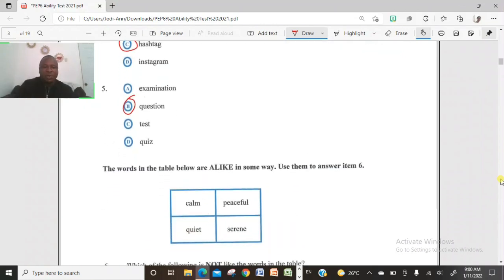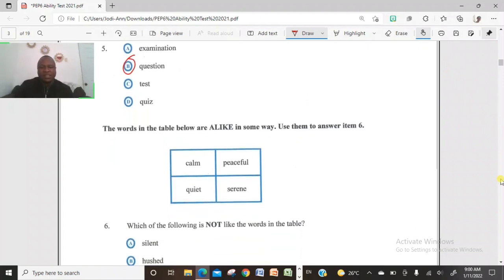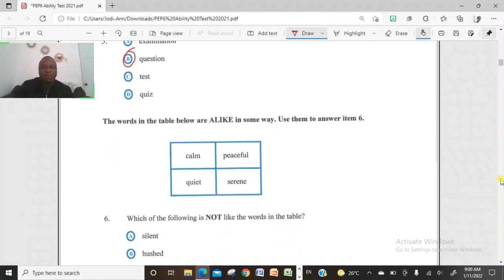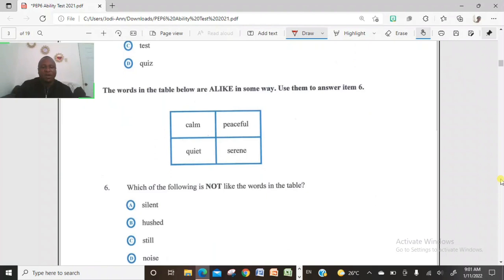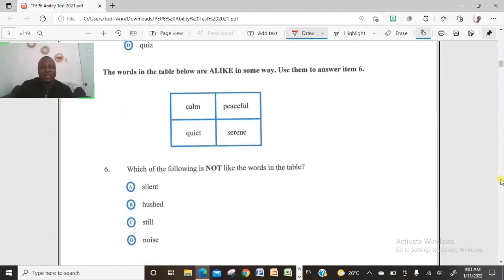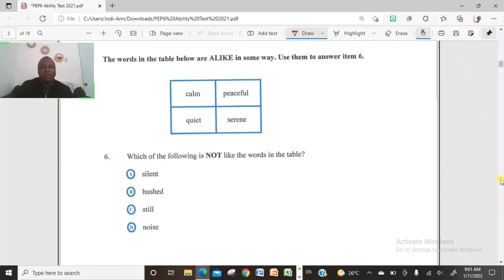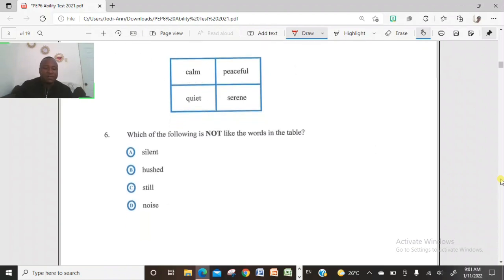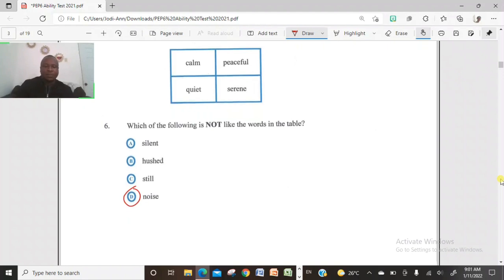Now the words in the table below are alike in some way. Use them to answer item 6. Now we have calm, peaceful, quiet, and serene. Now it says, which of the following is not like the words in the table? We have silent, hushed, still, and noise. And again, this one is very easy. Noise is the option there.